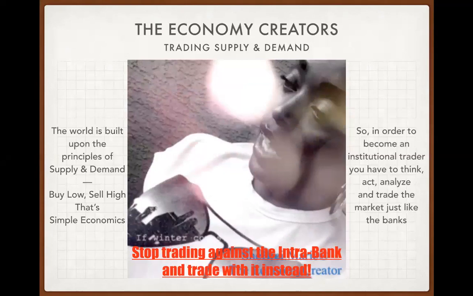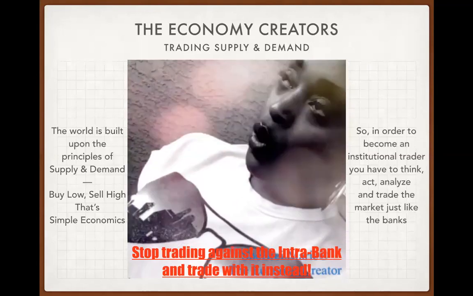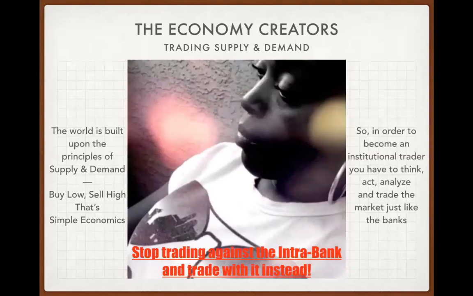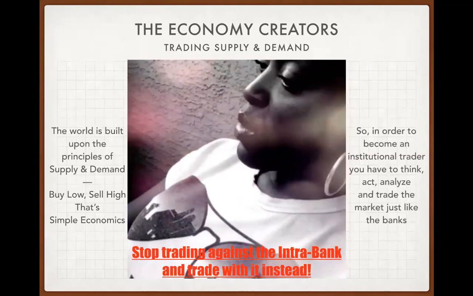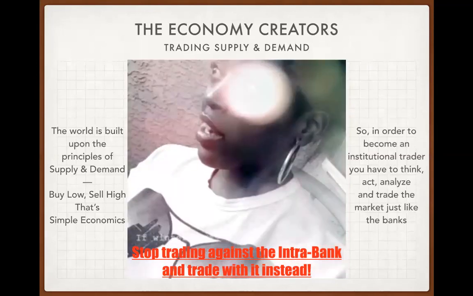Who this was built for. When you trade with the banks, you make the most money because they trade with the most volume. No one strategy out there is going to make you a millionaire. The main strategy is learn what the banks are doing, trade with the banks.